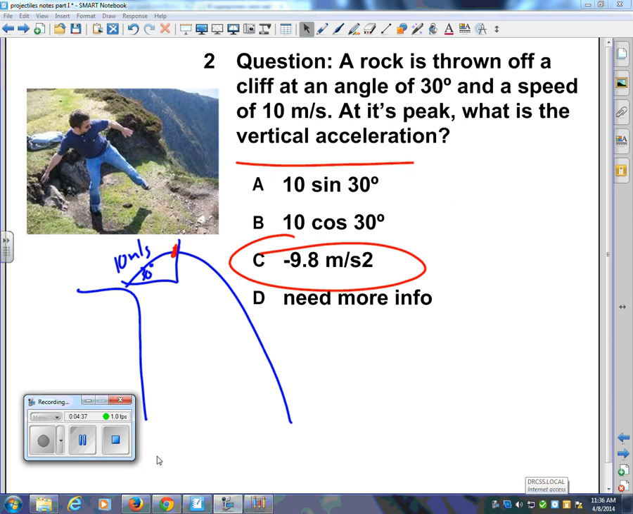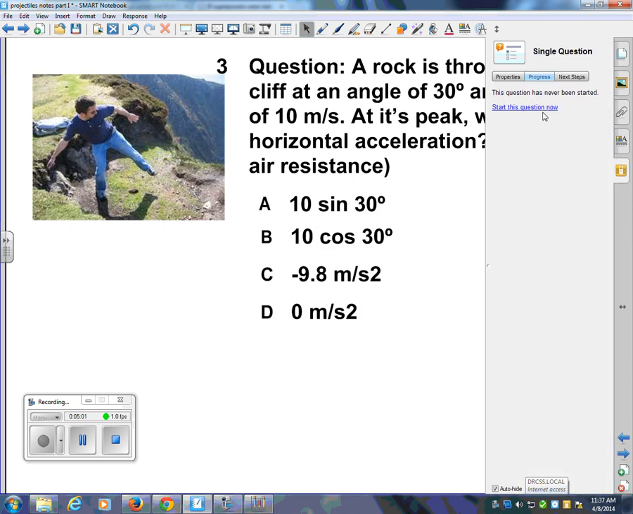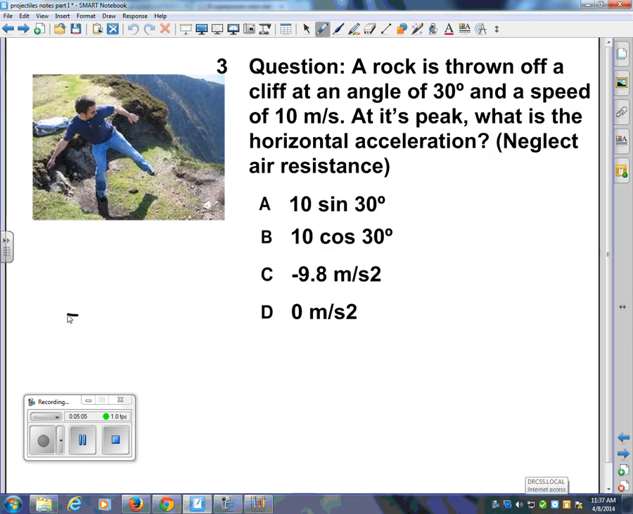The answer every time I ask you vertical acceleration is always minus 9.8. Always. I'm going to keep asking that until it gets all right. Same guy, same cliff, same angle, same launch speed, same everything. What is the horizontal acceleration? You draw it. Can I draw it? Sure.